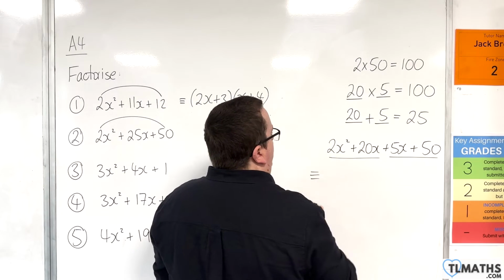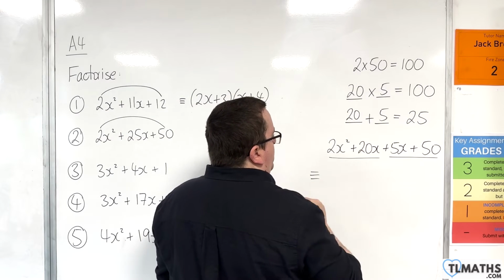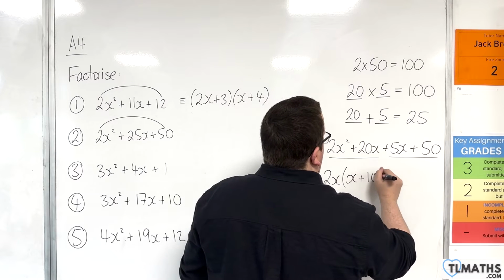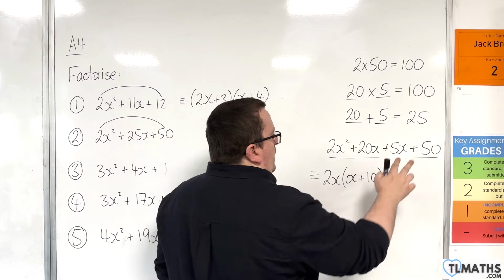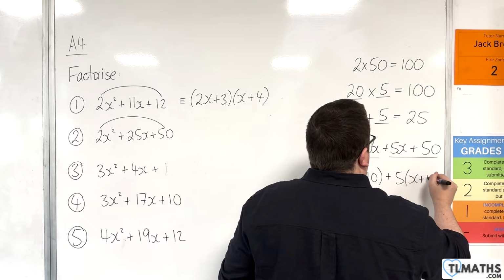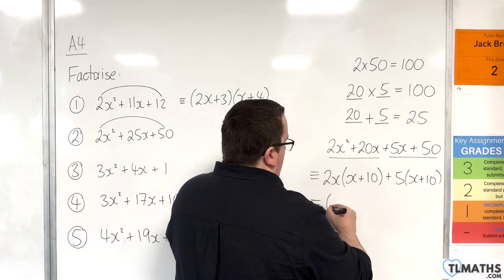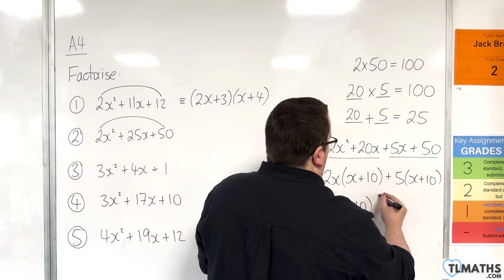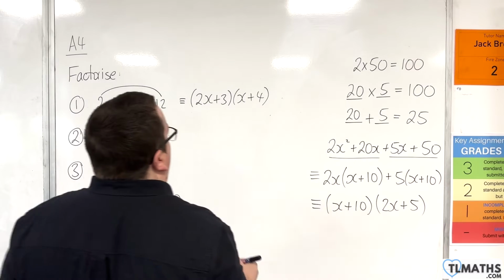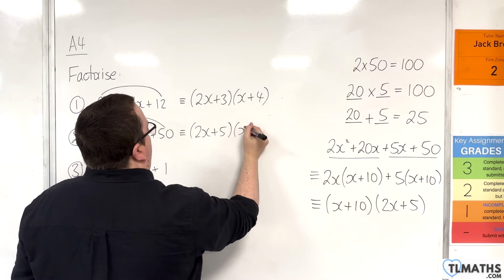Okay, now we're going to factorise our two halves. 2x squared and 20x both have a common factor of 2, and they both have a common factor of x. So 2x, and then we'll have x plus 10. For our second bracket, they both have a common factor of 5, and it'll be x plus 10. Same bracket, we know we're on the right path. So we're going to have the x plus 10 as one of the brackets, and the other bracket is 2x plus the 5. Okay, so 2x plus 5, x plus 10.